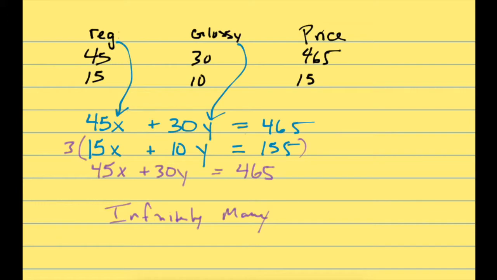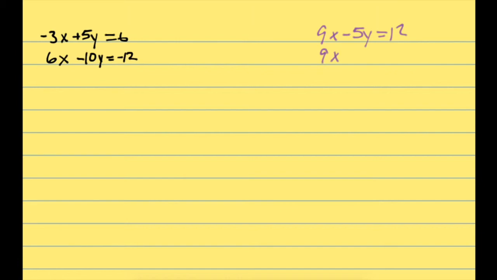Alright, I'm going to give you 2 sets of equations and I want you to determine which has infinitely many solutions and which has no solution. So the first set is negative 3x plus 5y equals 6, and 6x minus 10y equals negative 12. The second set is 9x minus 5y equals 12, and 9x minus 5y equals 8. So take a minute and see if you can figure out which has infinitely many solutions and which has no solutions.